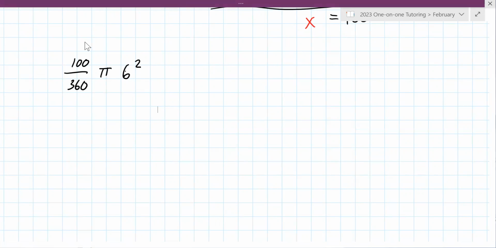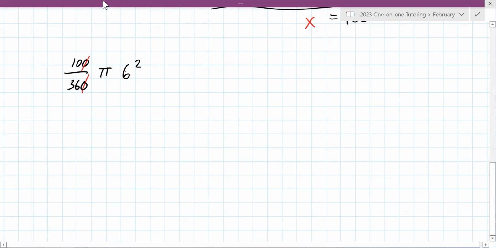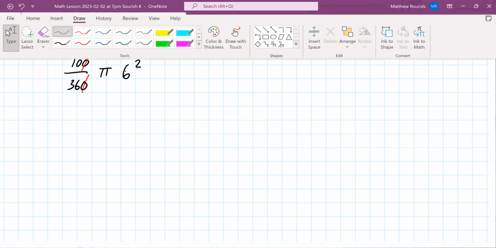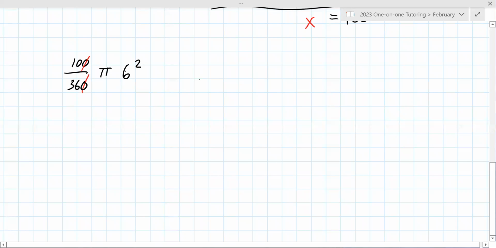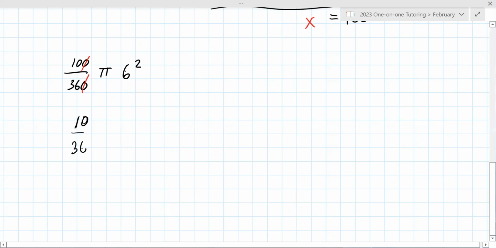Now, when you have 100 over 360, do you see how there are zeros there? Those can cancel. Now, what is 6 squared? What does 6 squared become? That is 36.